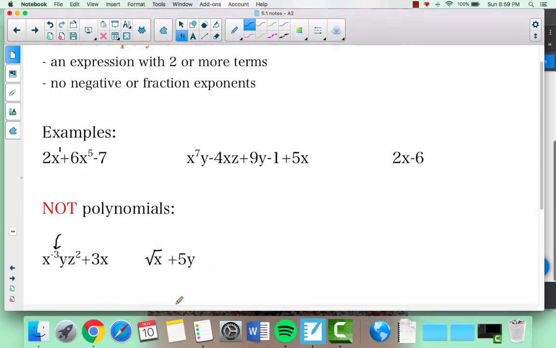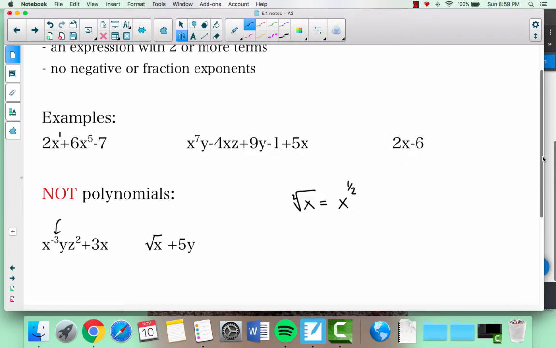Even though that looks like it would be a polynomial, the square root of something is the same as having that number or that variable to the 1/2 power. So a square root is the same as a 1/2. So this is not a polynomial because that has a fraction as an exponent. If you ever see any of those things, that's a red flag that it's not considered a polynomial.